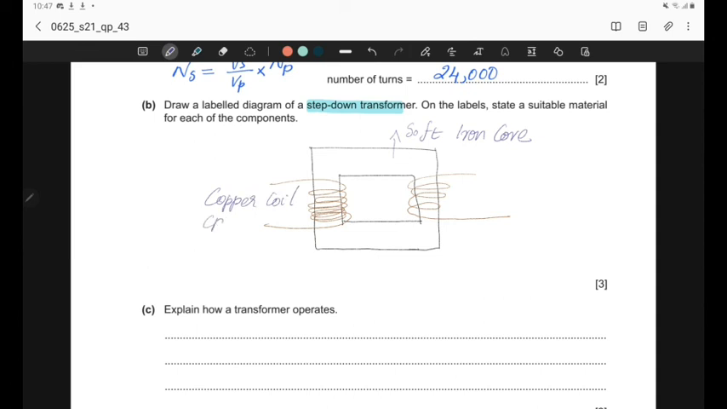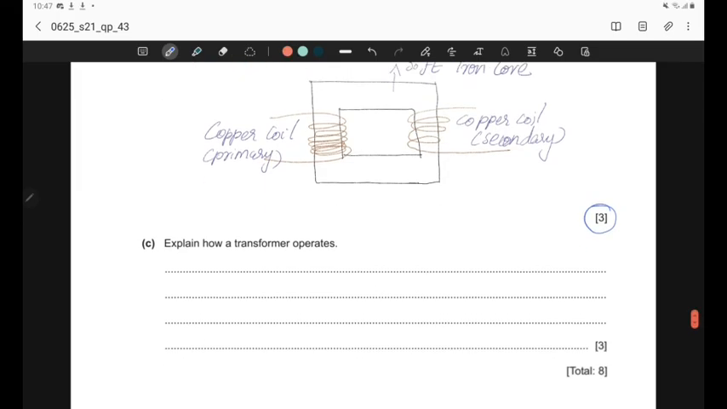And this is the primary. And this is also a copper coil but with fewer turns, and this is the secondary. Since it is a question with a remark, this much information about the figure is enough.